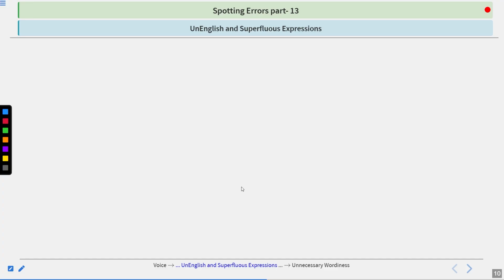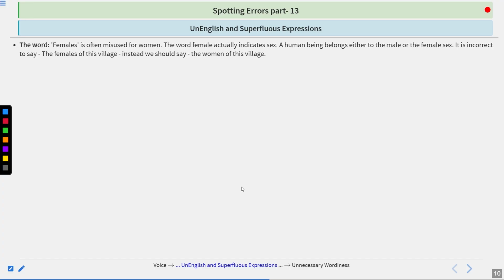Un-English and superfluous expressions. The word females is often misused for women. The word female actually indicates sex. A human being belongs either to male or the female. It is incorrect to say the females of this village. Instead, we should say the women of this village. So do not use females, use women.